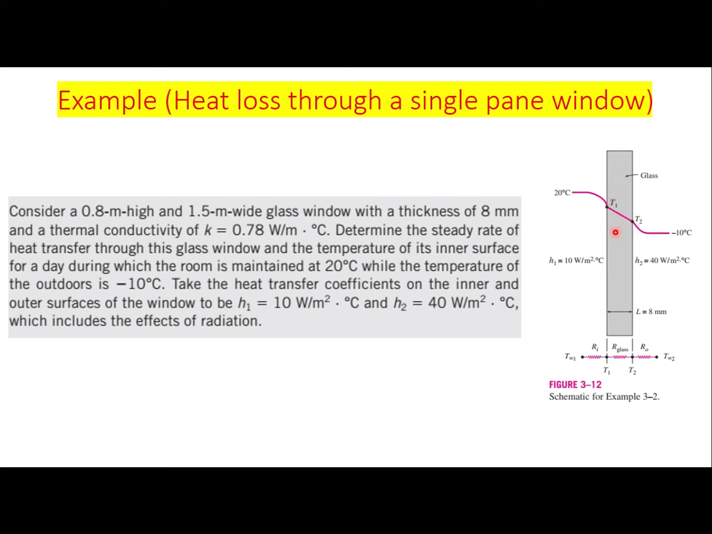So this is the window, and this left side is the inside of the room, which has a temperature of 20 degrees centigrade, and this is the outside of the window that has a temperature of minus 10 degrees centigrade. Take the heat transfer coefficients on the inner and outer surfaces of the window: h1 is 10 watt per meter square per degree centigrade, and h2 is 40 watt per meter square per degree centigrade, which includes the effects of radiation. So here we have two different modes of heat transfer, right?